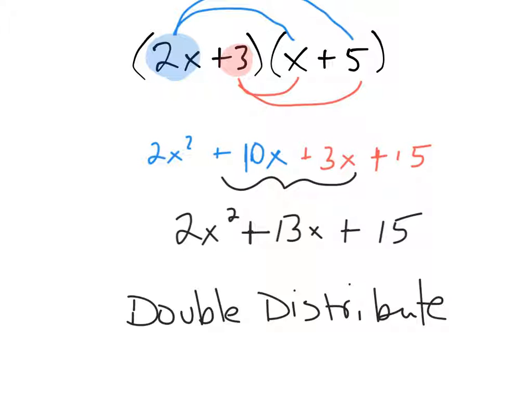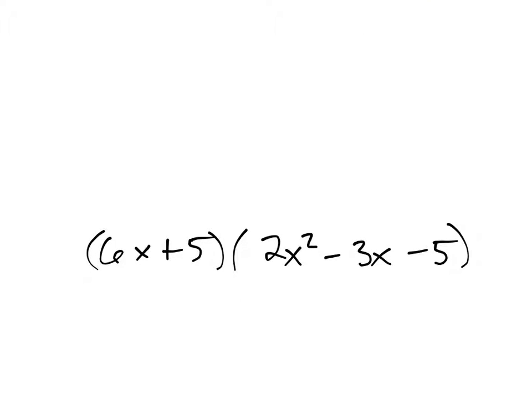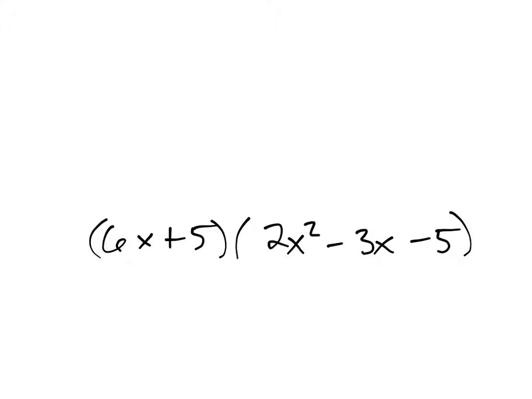All right. So far, so good? All right, let's try another one. Let's try this one. Same deal, right? I'm still going to start by taking the first term, the 6x, and multiplying it times everything in the second set of parentheses. So I will take the 6x times the 2x to get 12x squared. Oh sorry, not squared, cubed, thank you.